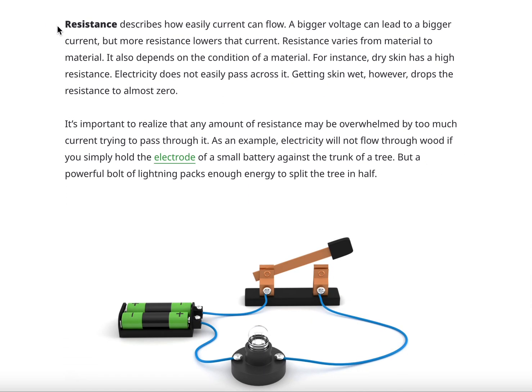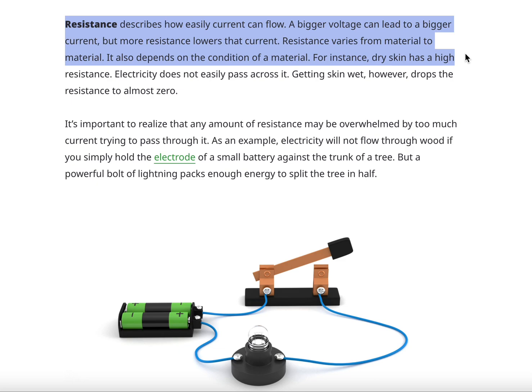Resistance. Resistance describes how easily a current can flow. A bigger voltage can lead to a bigger current, but more resistance lowers that current. Resistance varies from material to material. It also depends on the condition of a material. For instance, dry skin has a high resistance. Electricity does not easily pass across it. Getting skin wet, however, drops the resistance to almost zero.